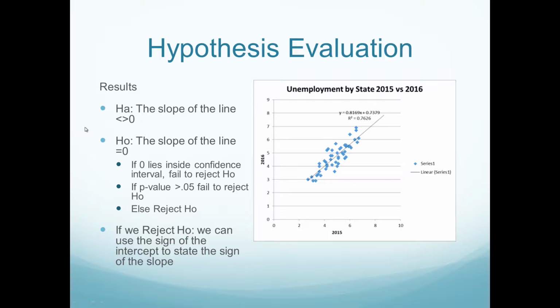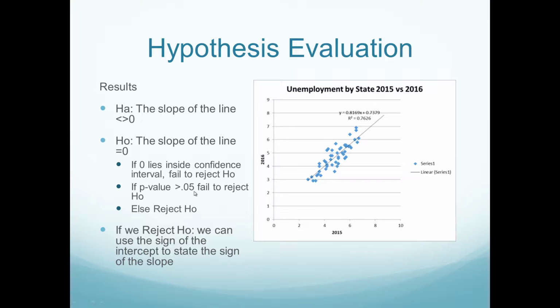Again, if we were to think about this from a hypothesis standpoint, we can't just look at the values. We have to evaluate whether they're statistically significant. So the alternative is that the slope of the line is not equal to 0. The null is that it's equal to 0. And so if the value 0, so a possible slope value of 0, lies inside the confidence interval, then we would fail to reject H0. If it lies outside of it, we could reject the null.